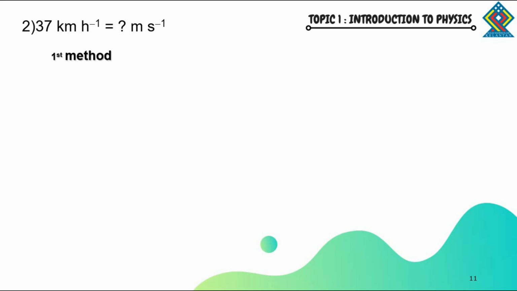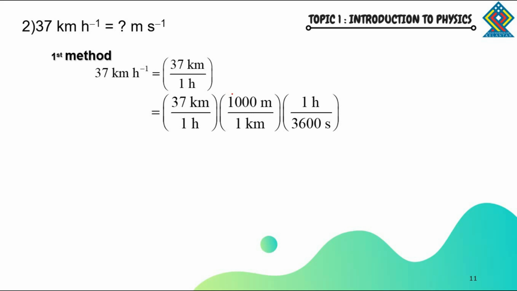Second example, I have here 37 km per hour, want to be converted to meter per second. So what I need to do is, from the first method, I just write the number 37 km per hour in a fraction. I multiply the number with the first conversion factor for the kilometer. 1 kilometer equals to 1000 meter. For the conversion factor, I put the kilometer at the denominator to cancel out with the number that I have. And then I also multiply the number with the second conversion factor, which is 1 hour over 3600 seconds. You may also write here like this, 60 minute times 60 second.